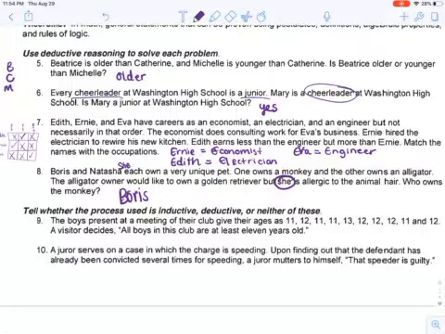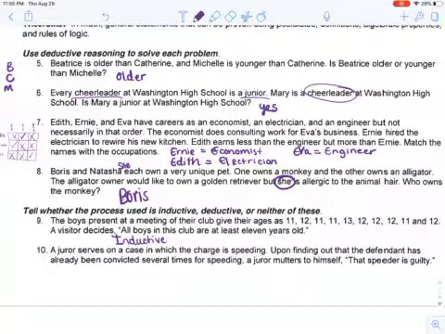9 and 10. The boys present at a meeting and give their ages as listed. A visitor decides all the boys in this club are at least 11 years old. Here, he observed the ages of all the boys, and he used inductive reasoning to make his conclusion. A juror serves on a case in which the charge is speeding.